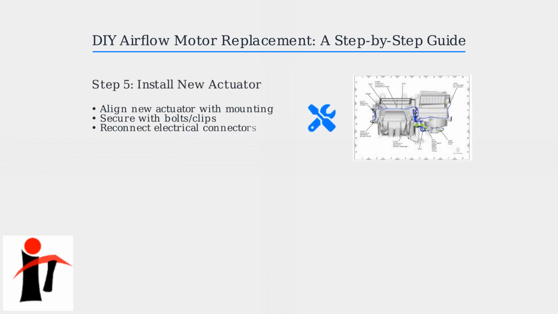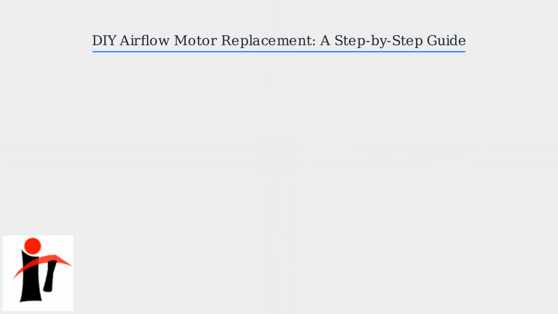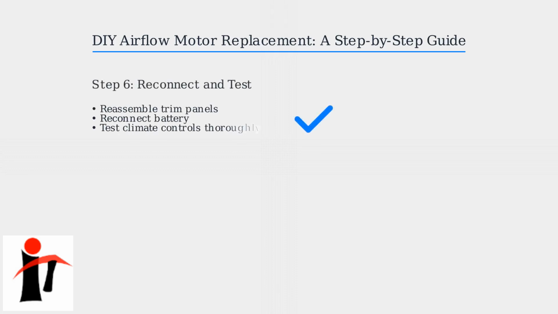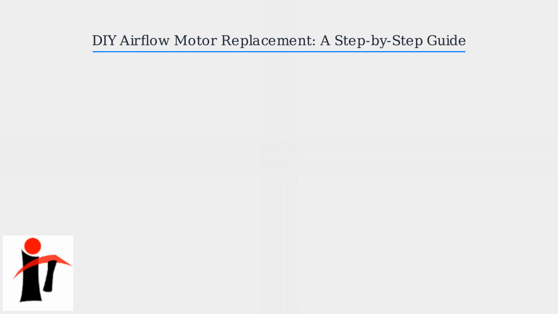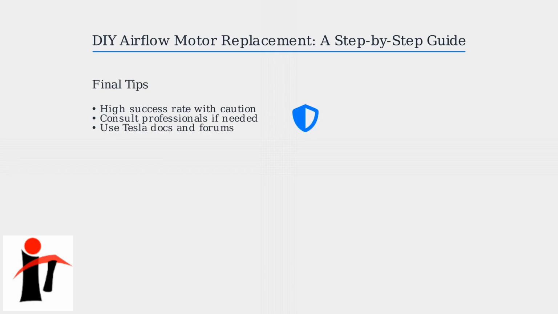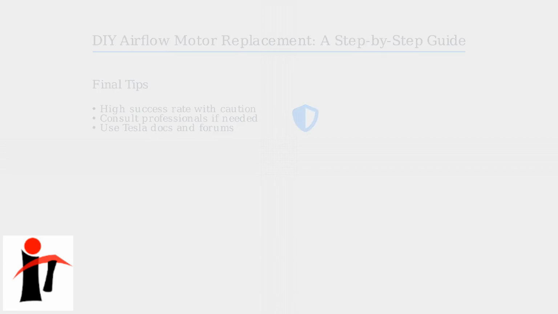Install the new motor actuator by aligning it with the mounting points and securing it with bolts or clips. Reconnect the electrical connectors firmly. Ensure everything is properly seated. Reassemble the trim panels, reconnect the battery, and start the vehicle. Test the climate controls to ensure the new actuator works properly. If issues persist, consult a professional. Success rates for this DIY replacement are high when done carefully. If you're unsure, seek professional help. Always reference Tesla's documentation and community forums for the latest guidance.